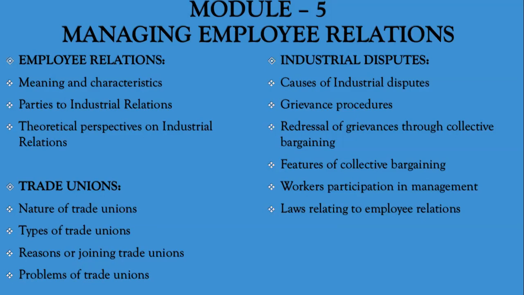Okay, number one, employee relations. Under that, we will be discussing the meaning and characteristics of employee relations, the parties to industrial relations, who are the key participants involved in industrial relations, like employees, employers, organization, top management, and government, which is also going to make some rules and regulations which affect the continuation of service and activities to be included in the service of an employee with correspondence to the organization where he or she renders a service. And finally, theoretical perspectives on industrial relations.